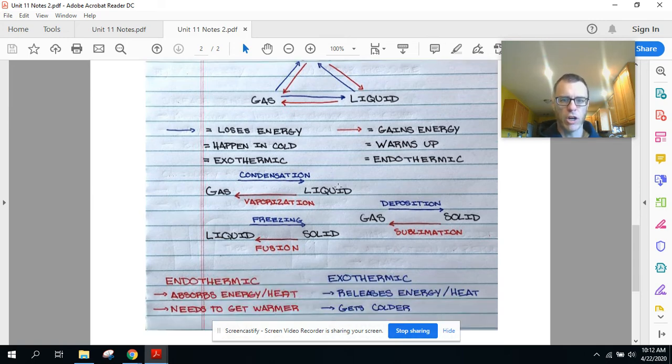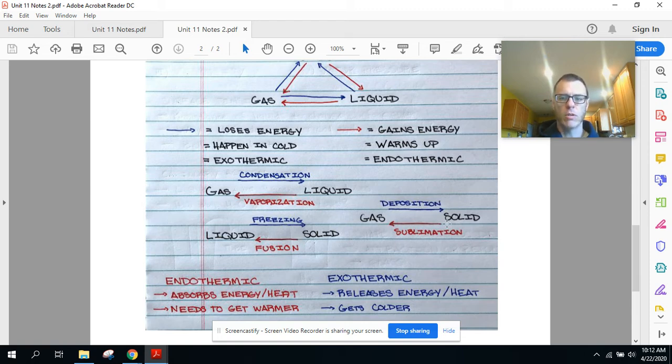All right. So here, gas and liquid. When you go from a gas to a liquid, it's called condensation. Liquid to gas, it's called vaporization, not evaporation, vaporization. Liquid to solid, freezing. Solid to liquid is called fusion. I don't know why, but that's what it's called.